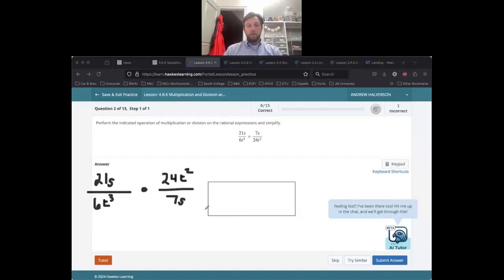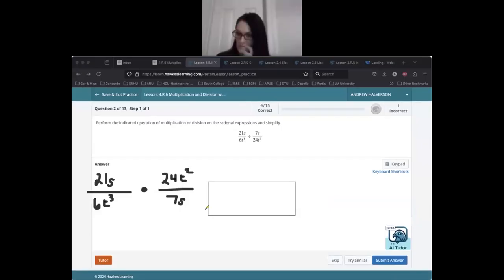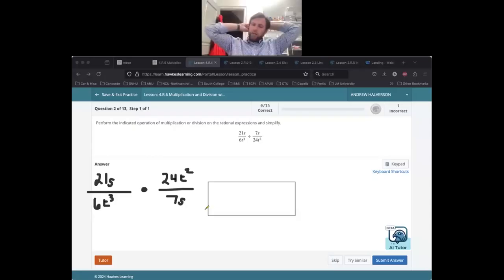Factor it. Factoring typically is done when you have plus and minus signs, polynomials. Here we don't have that. So, you could do some factoring if you wanted, but you don't need to. I would probably go ahead and just bring it together into one fraction.